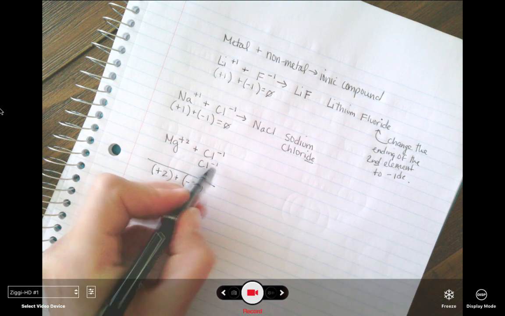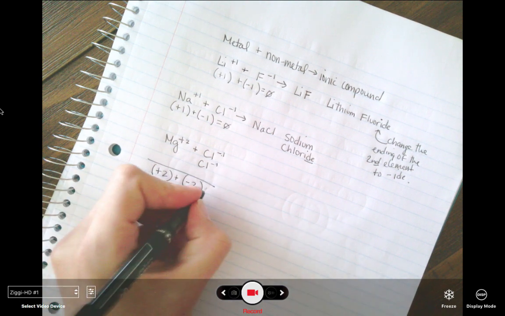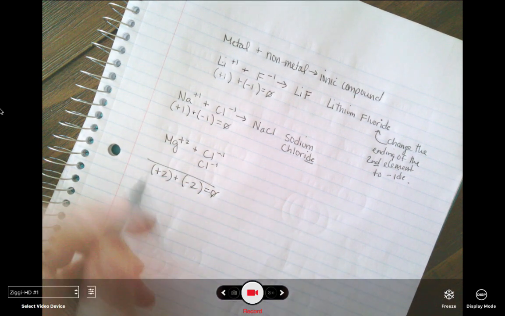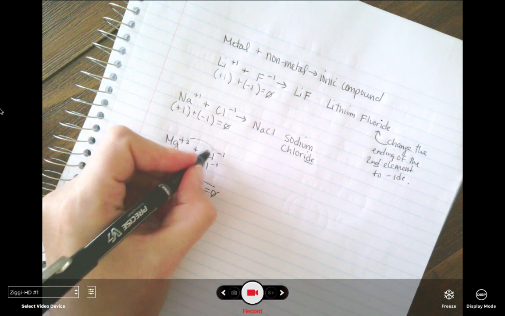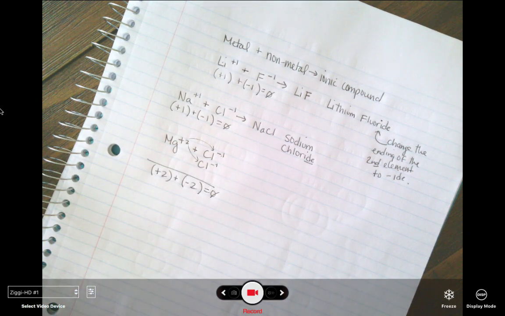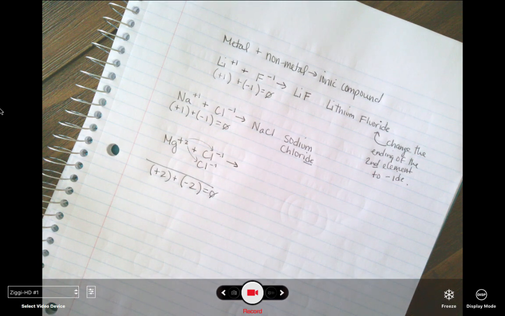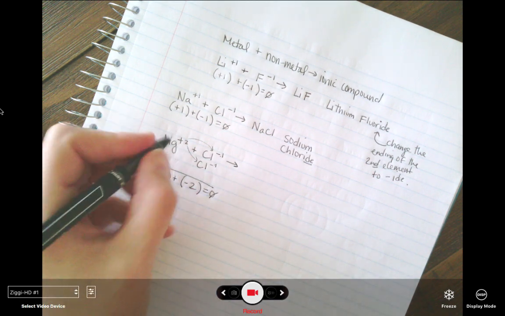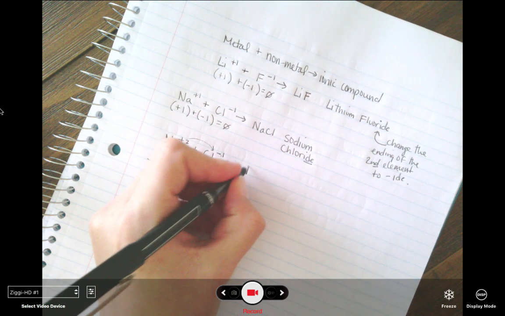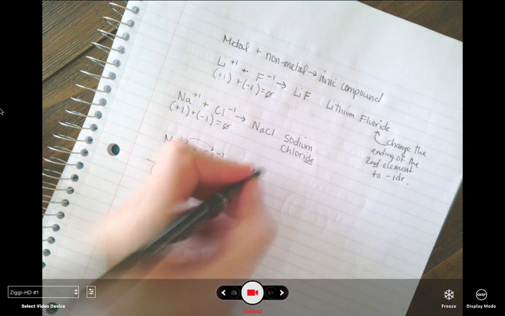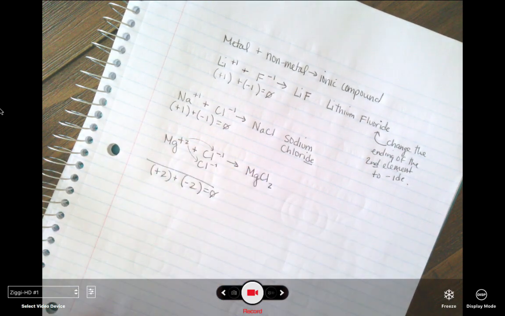So you end up with minus 1 and minus 1, that's minus 2. So that gets you to 0. So one of the electrons will go to this chlorine, one of the electrons will go to that chlorine, and everything will complete the octet rule. So what does that form? Well, to cancel out these charges, I needed 1 magnesium and 2 chlorines.